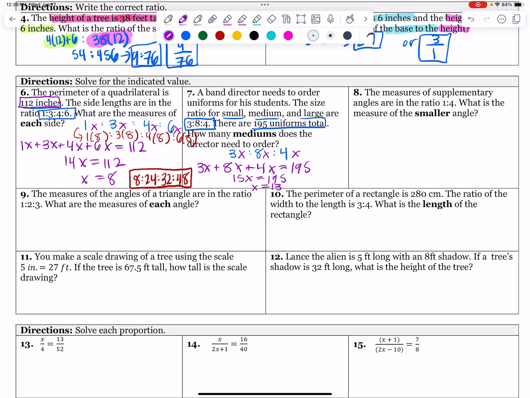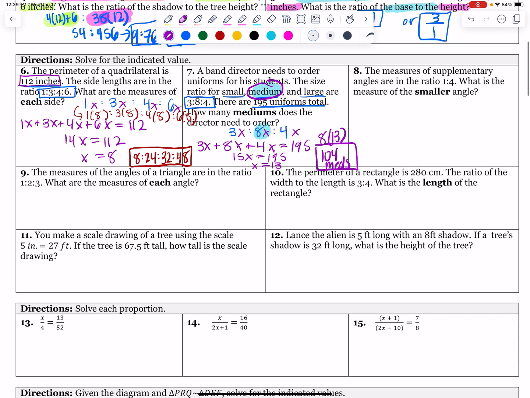Yes, okay. And so it wants to know the number of mediums. That should be in the middle. I could find all the pieces if I wanted to, but I really only have to plug it into this middle piece, because that's the amount of mediums. So we're going to do 8 times 13, which is going to give me a total of 104 mediums. The band director ordered 104 mediums.